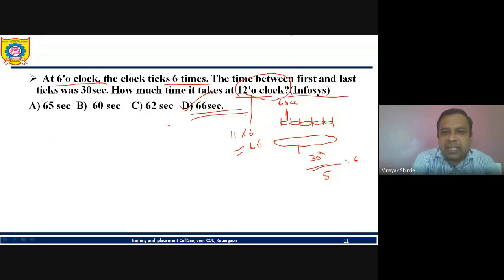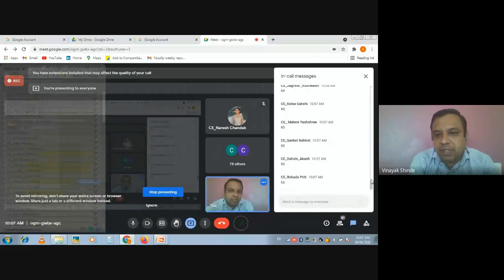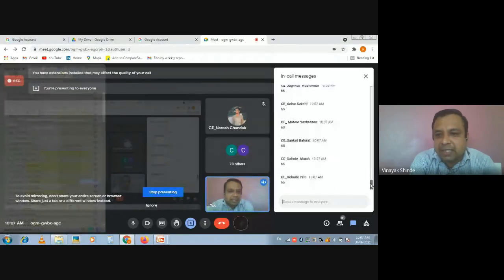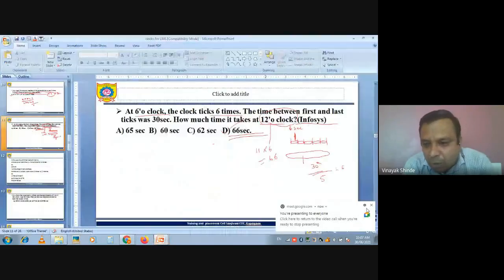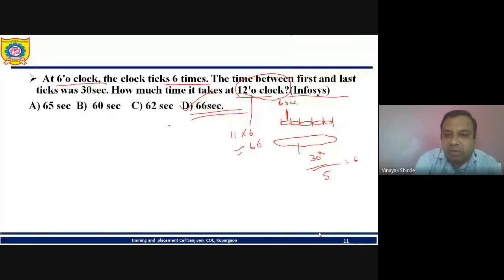Okay, the same kind of question is asked, only they are changing the numbers or the format of the question, right? But the logic is the same. Every time you need to find out how much time is required for one interval. Some students are saying 60, but the actual right answer is 66 seconds. As I told you, you need to apply the logic for one interval. What is the time span required for one interval? If you get the logic of one interval, you can get the correct answer.